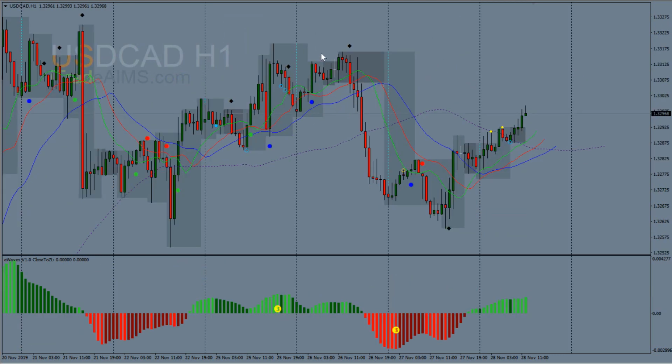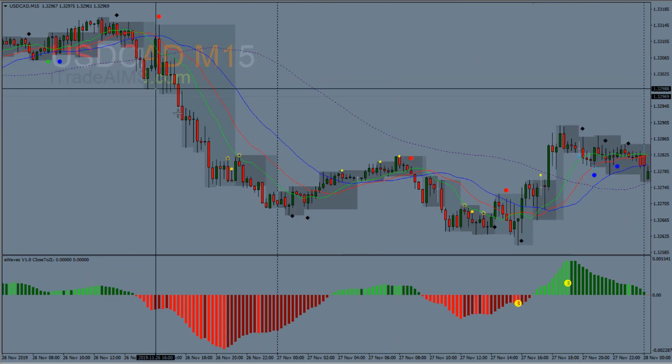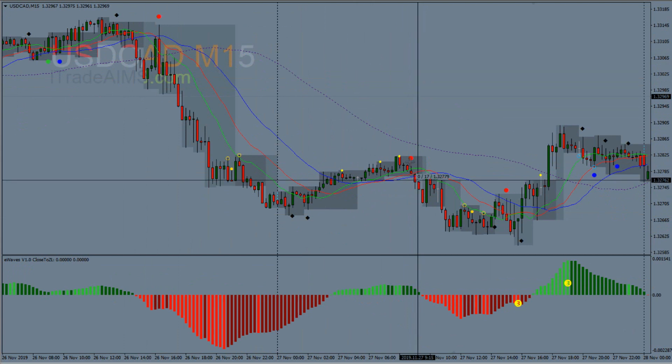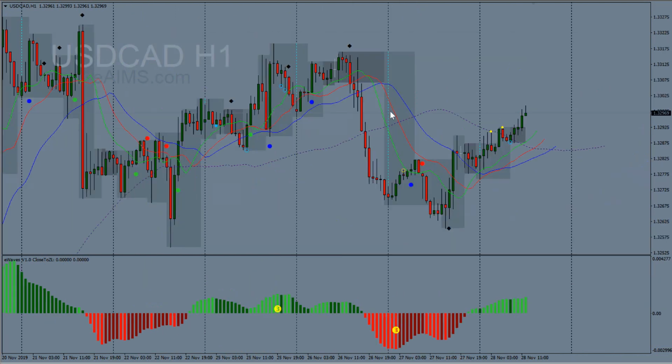USD CAD, what is it doing? So it came down, oh yeah, yesterday it did famous setup. Let me just go there, yes. So that's 3 down, 4 up. It's a nice, lovely setup. 1, bang. 2R was there.